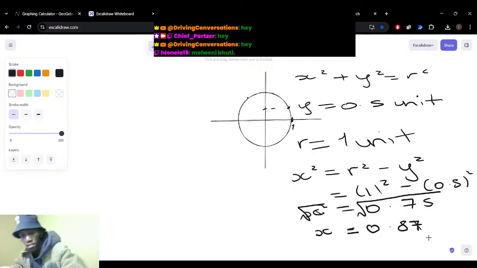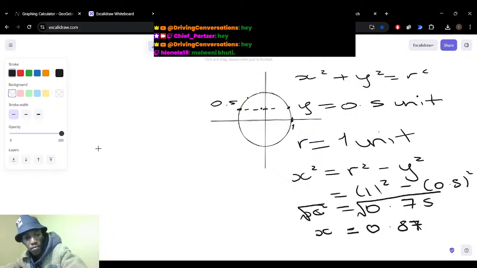But careful, let me just show you what I mean. Here at this point, the y value is also 0.5, right? But now the x values of these two points are different. At this point, the x value is not 0.87, as we can see, because it lies on the negative x side. So it can't be a positive 0.87. So what is it? Now I'll teach you a very important concept about roots.